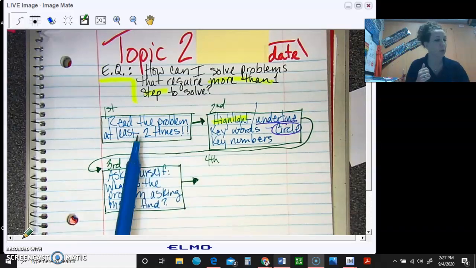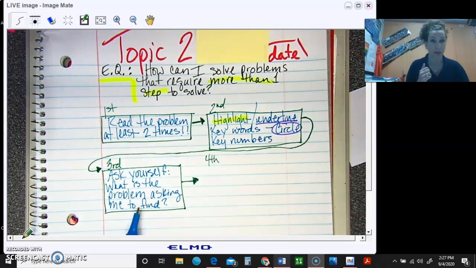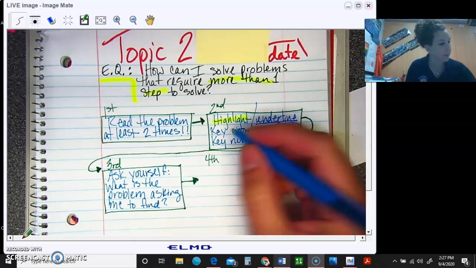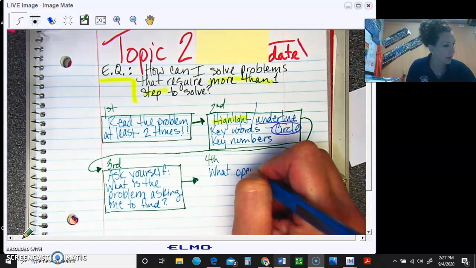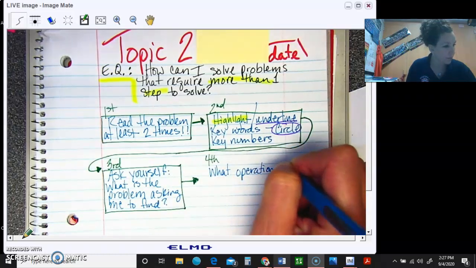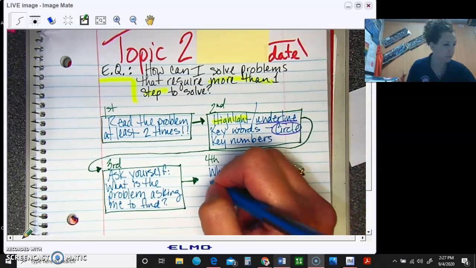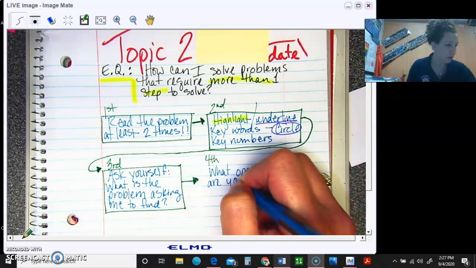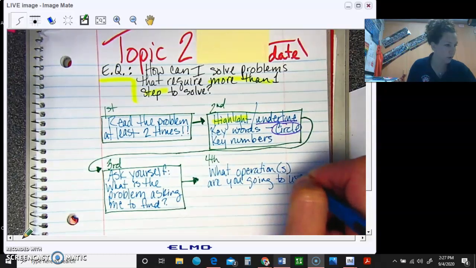Okay, so we're going to read it 2 times. We're going to pull out that important information. We're going to ask ourselves, what am I actually needing to do here? What's the final answer that's needed? Okay, then we move to the fourth box of our flow map. And it is what operation or operations, because remember this is multi-step, are you going to use?